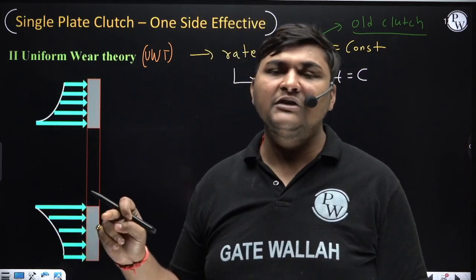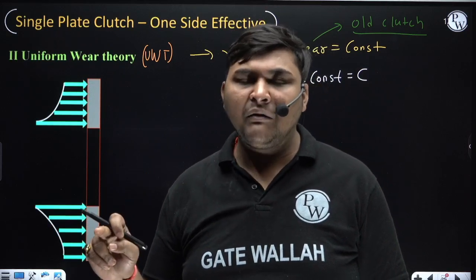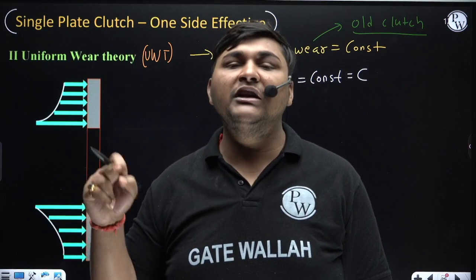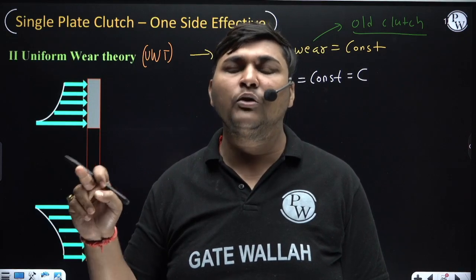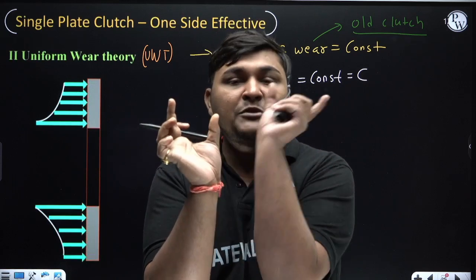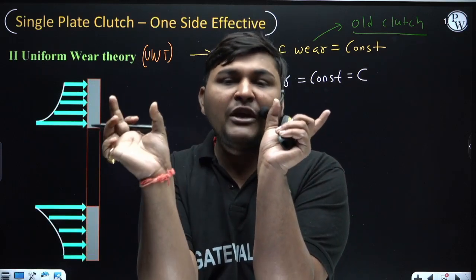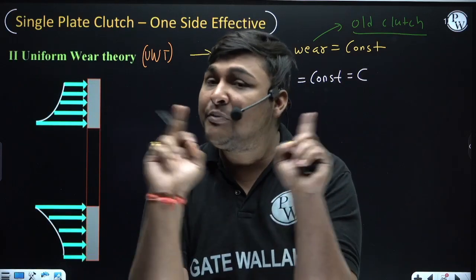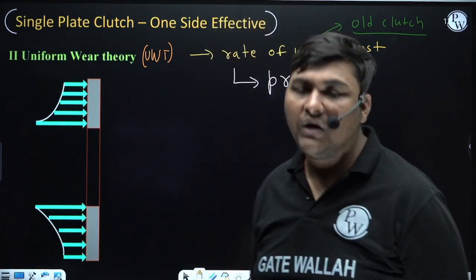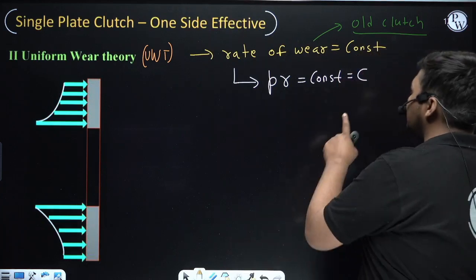Suppose at inner radius, pressure is P1. So at inner radius, the product of P into R will be P1 into Ri. For outer radius, pressure is P2. So for outer radius, the product of P into R will be P2 into R naught. These two terms will be constant. Means P1 into Ri will be equal to P2 into R naught. Means P1 and P2 are not the same, but the product of P into R is the same for uniform wear theory. And I am denoting that constant as C.